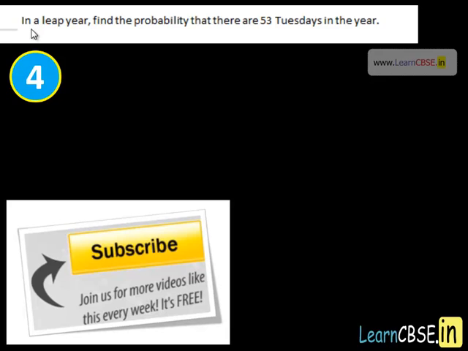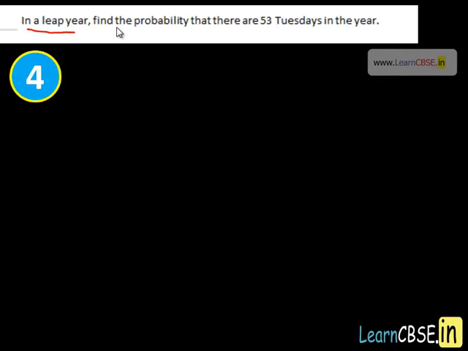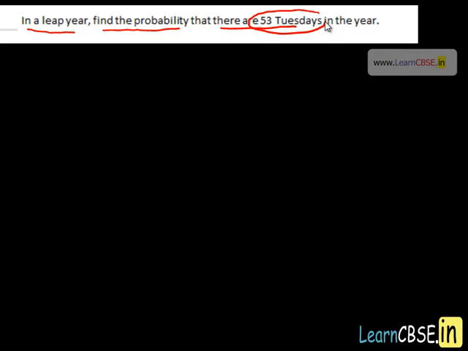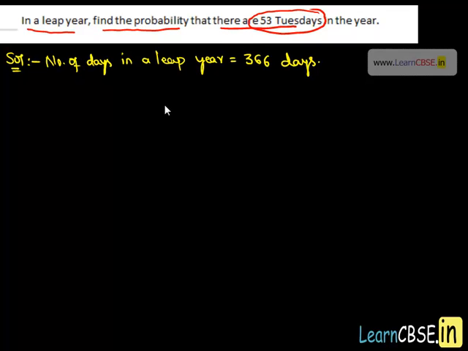In this problem, in a leap year, we have to find the probability that there are 53 Tuesdays in that year. Let's work out the problem. The number of days in a leap year is 366 days. How many weeks and days are there in a leap year? When 366 is divided by 7, the quotient gives the number of weeks and the remainder gives the number of days left over.